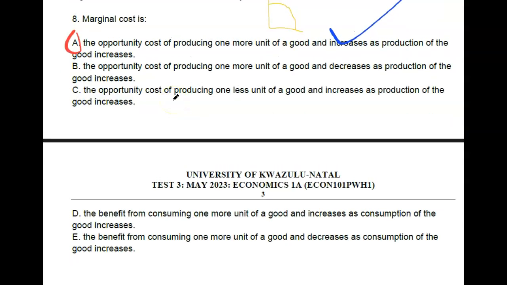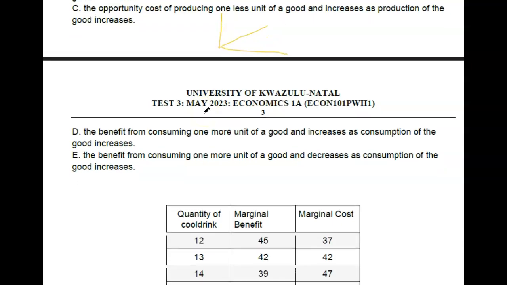8. Marginal cost. So as soon as they mention marginal cost, just draw the curve, right? Marginal benefit curve goes from up to down. A marginal cost curve goes from down to up. Like that, right? The opportunity cost of producing one more unit of a good increases as production of the good increases. That's correct, right? The marginal cost, another name for it is opportunity cost. As it increases, when you draw the graph, you can clearly see it. It increases as production increases, right? Yeah. So that's A.